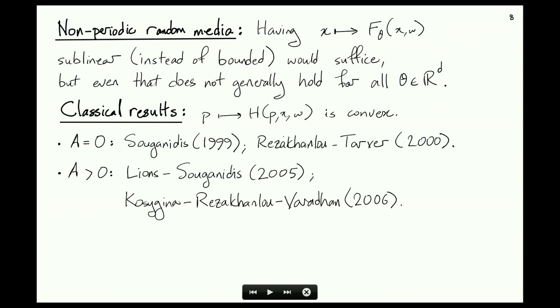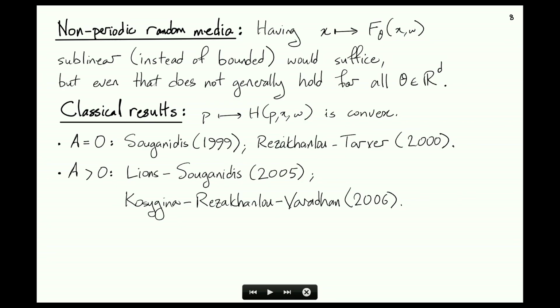So nevertheless, you can make an orthogonal assumption, right? This time about the dependence of the Hamiltonian on the gradient variable. We use P because classically P is reserved for momentum, the momentum variable. So if H is a convex function of P, remember periodicity is about X, right? Now this is about P, the other variable. Then actually we have homogenization. And so this is another classical area.